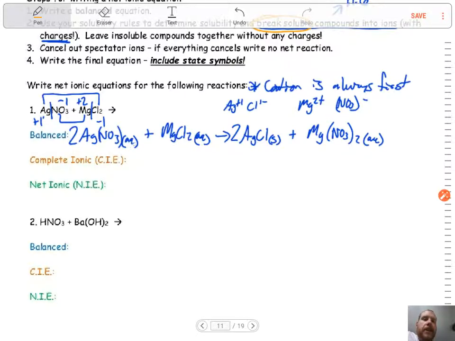So I've got AgNO3. That's aqueous. We're going to split that up. So it's going to form 2 things. I've got 2 ions. I've got silver and I've got nitrate.